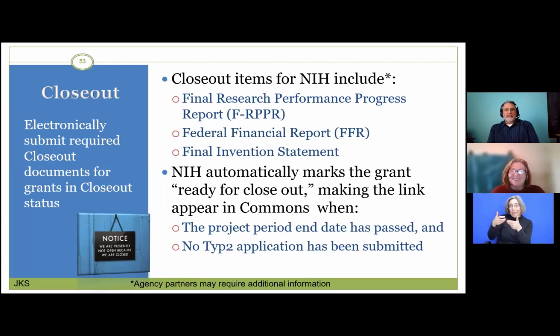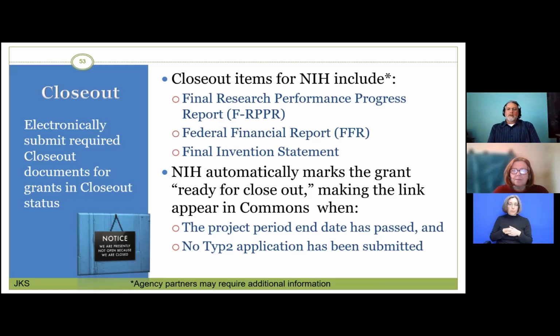So we're getting to the end of the path, luckily. When you are at the end of your project period and you're ready for closeout, there are 3 reports that are going to be required. You're going to have your final RPPR that Scarlett has already talked about. There'll be the federal financial report that goes over everything that you did with your money. And if your research resulted in something that is going to be or has been patented, you're going to do a final invention statement. And those are going to be the 3 required reports.